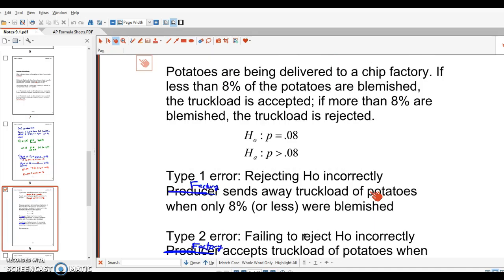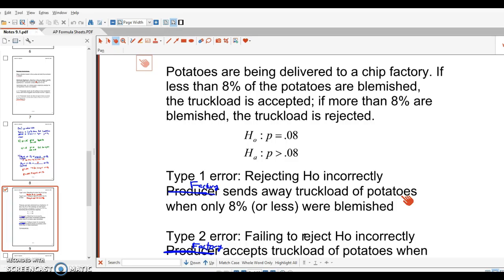So an example, potatoes are being delivered. If less than 8% of the potatoes are blemished, the truckload is accepted or taken in. If more than 8% are blemished, then the truckload is rejected. So we're worried about the more than 8%. Type 1 error would be if the factory sends away the truckload of potatoes based on a small sample when actually only 8% or less were blemished.